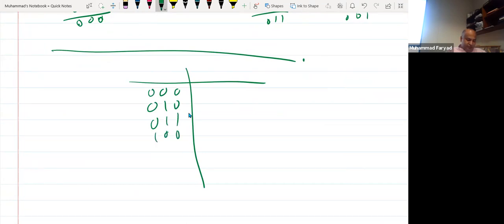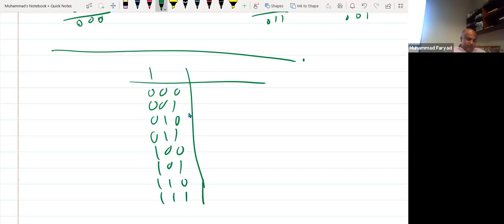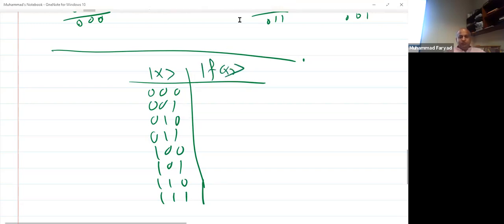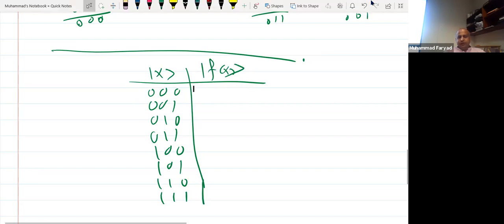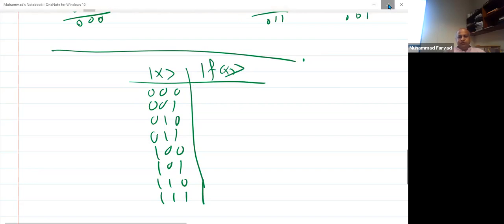Did I miss anything? Yes. So 0 0 1, 0 1 0, 0 1 1, 1 0 0, 1 0 1, 1 1 0, 1 1 1. This time I'm going to ask some of you to tell me which two inputs should have the same output. It doesn't matter what the output is, but they should have the same output.